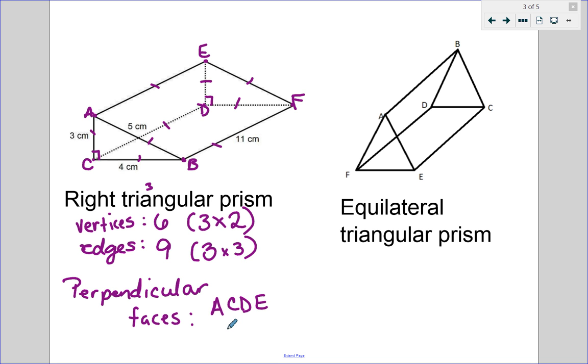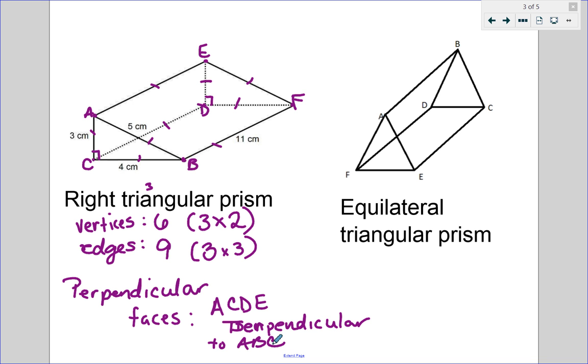ACDE is perpendicular to, oh no, that's pi. Didn't mean to do a pi sign. All right, I'll just write it out. Perpendicular to ABC. It's perpendicular to ABC.